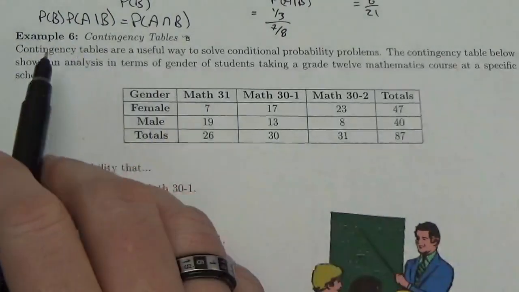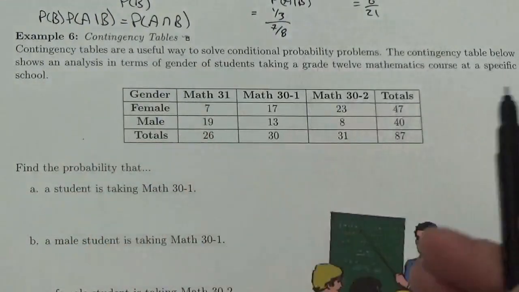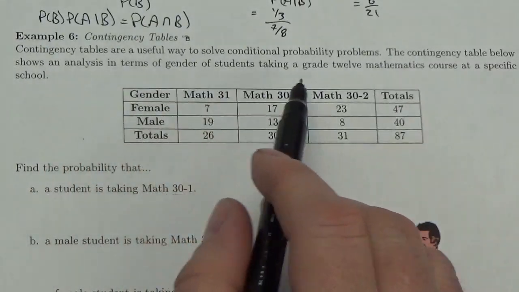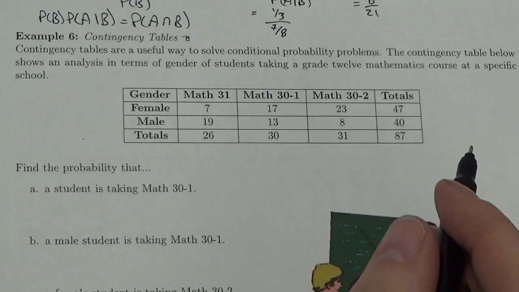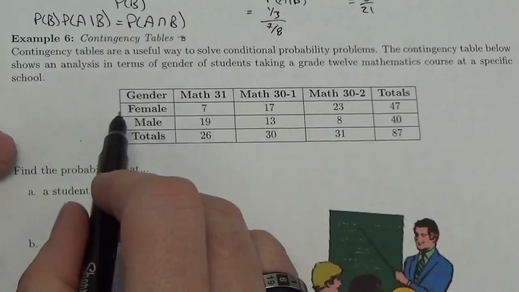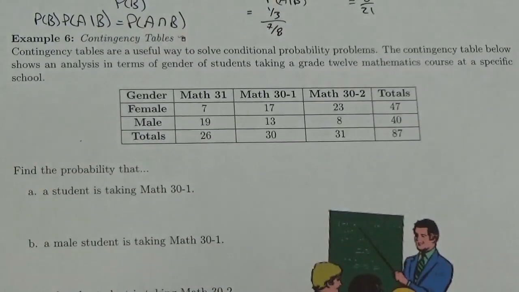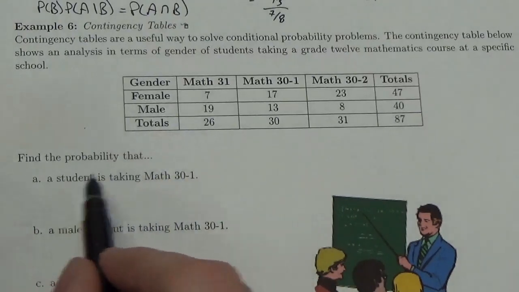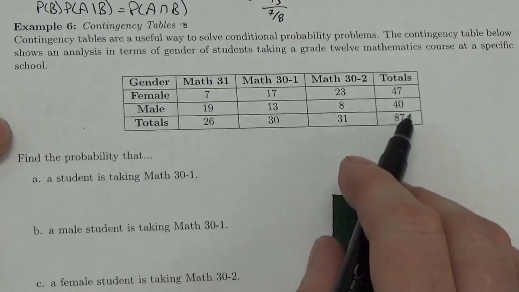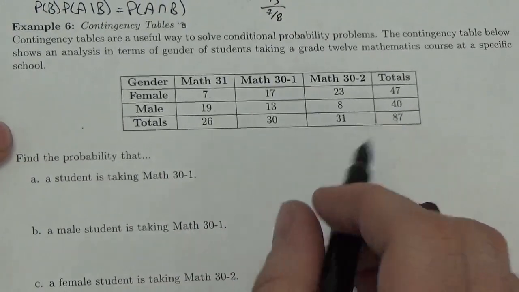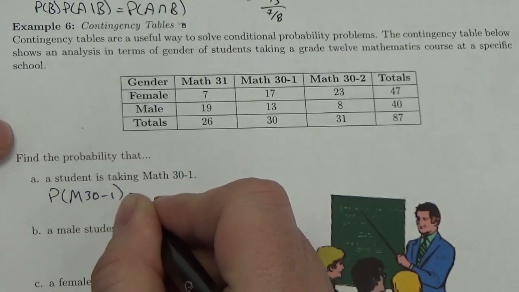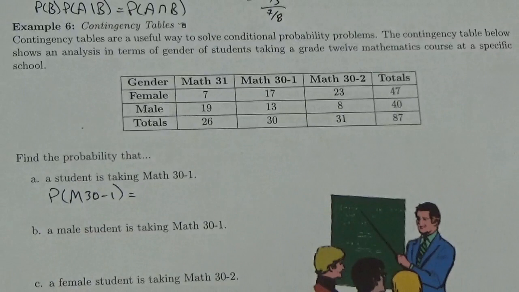All right. So in this question we read that contingency tables are a useful way to solve conditional probability problems. The contingency table below shows an analysis in terms of gender of students taking a grade 12 mathematics course at a specific school. So we've got Math 31, 30-1, 30-2 in our totals, female, male in our totals here. Okay, so find the probability that a student is taking Math 30-1. Well, first of all, let's figure out our total is 87.